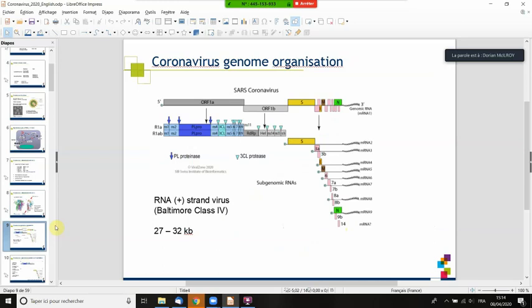Okay, so as I said, it's a plus strand RNA virus. What does that mean? That means that the genomic RNA codes directly for viral proteins. Okay, so there are a lot of plus strand RNA viruses. Oh yeah, Baltimore class 4. One thing that is really unusual about coronaviruses is the size of the genome. Okay, so it's about 30 kilobases long. This is the biggest RNA genome for any virus.